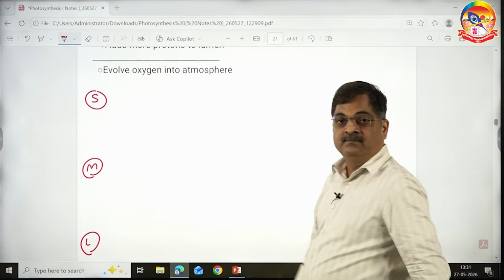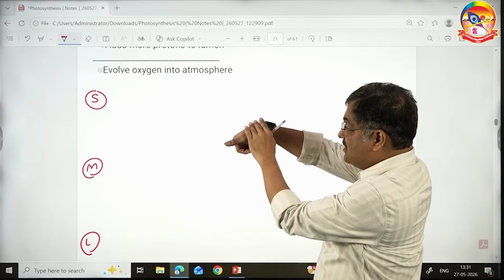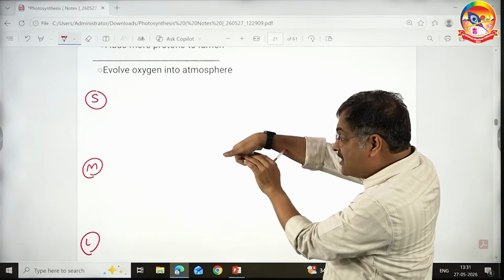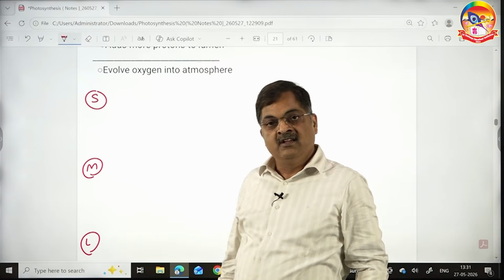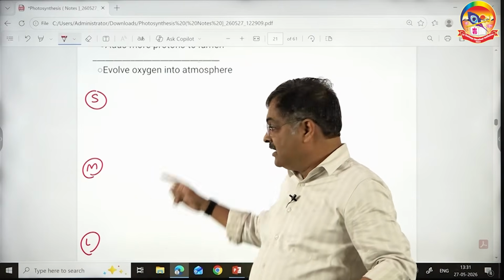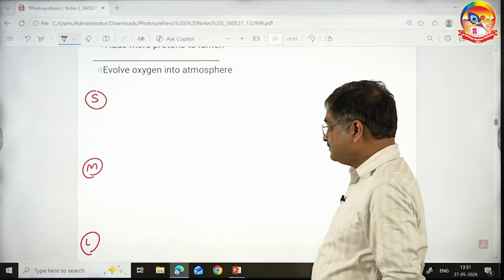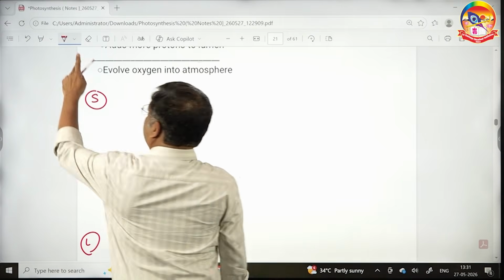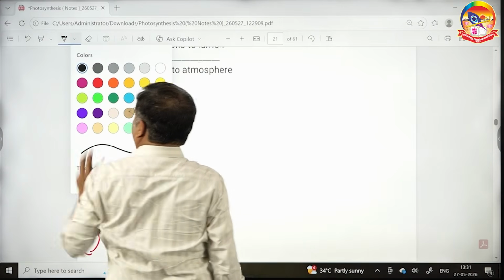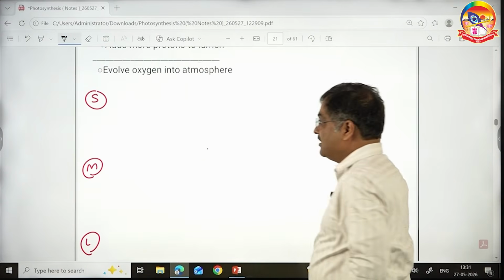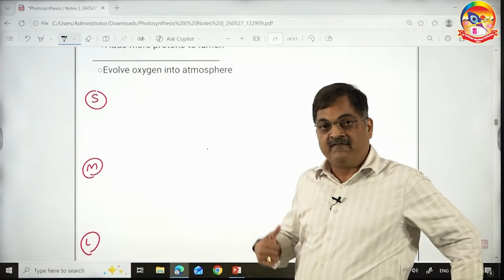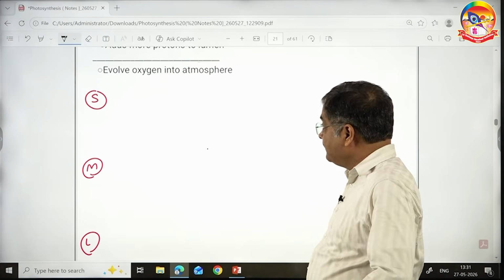Up to here, no problem. Stroma. This is the thylakoid membrane. And the space inside the thylakoid membrane is lumen. S means stroma, thylakoid membrane, and lumen. Up to here, there is absolutely no problem. Now, let me change the pen. Right, now I'll take a black one, because on the white background, black looks better.